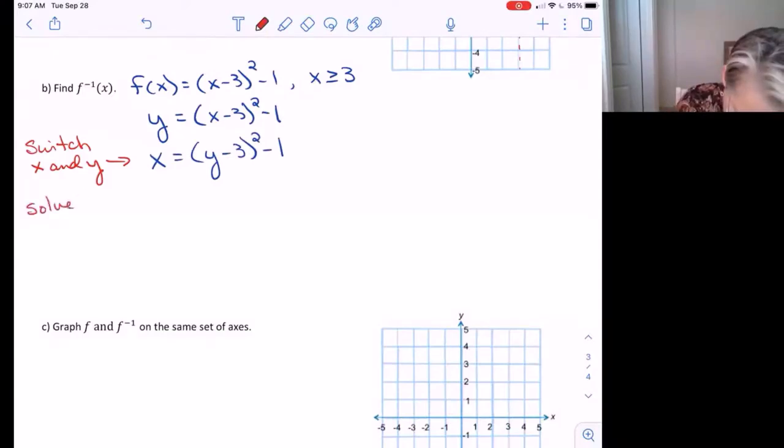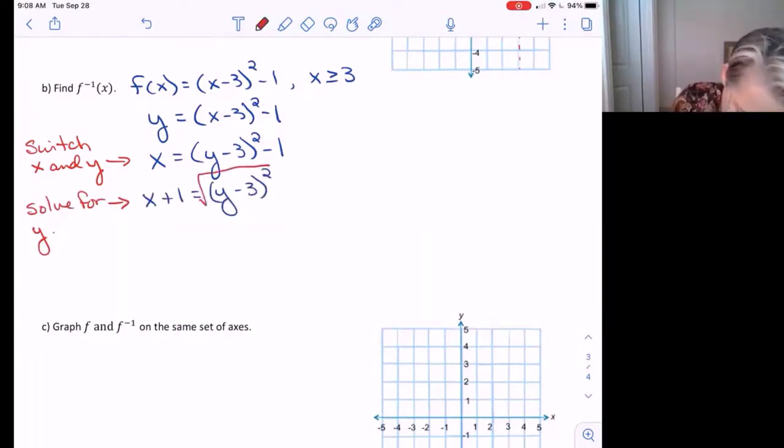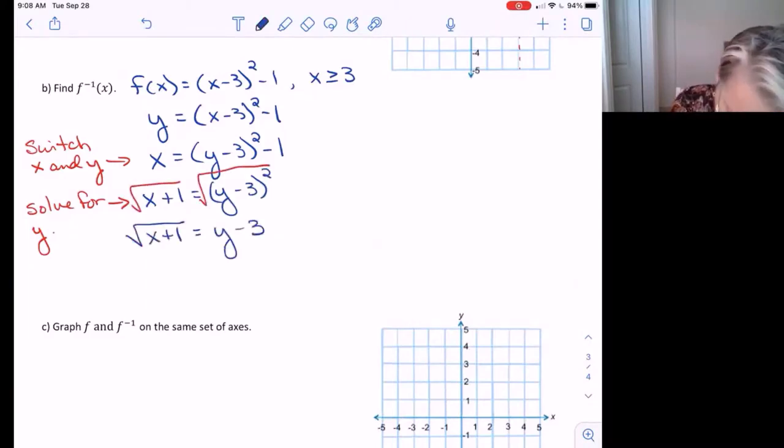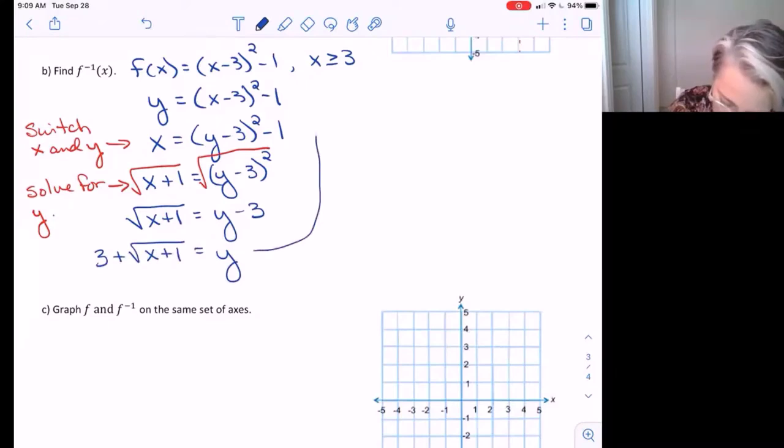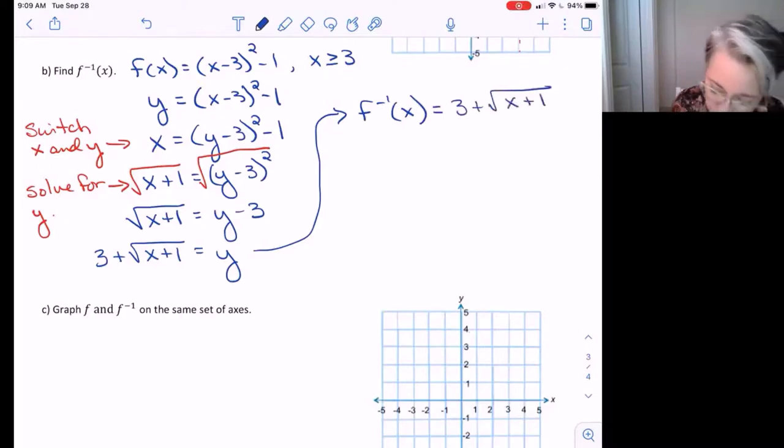Now, solve for Y. Keep in mind, we're wanting to get Y by itself. So we're going to take the square root of both sides. And then add 3 to both sides. So this actually gives us our inverse function of 3 plus the square root of X plus 1.